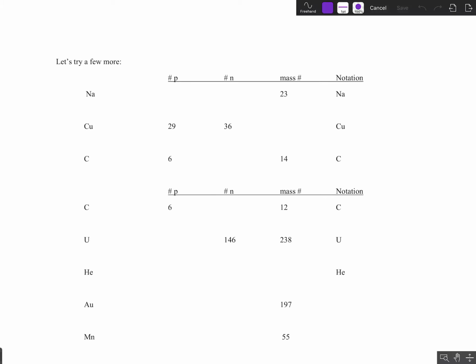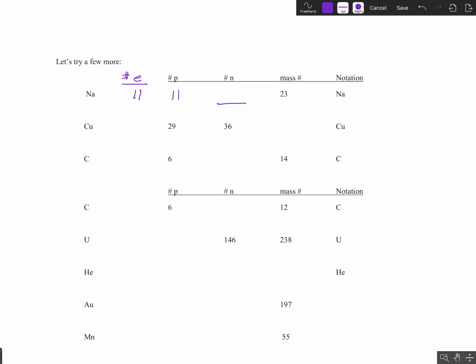So, sodium. Sodium is atomic number 11. So if you look it up on the periodic table, it's atomic number 11. That means it has 11 protons. Now I want to add another column here, number of electrons. And wouldn't it also have 11 electrons?